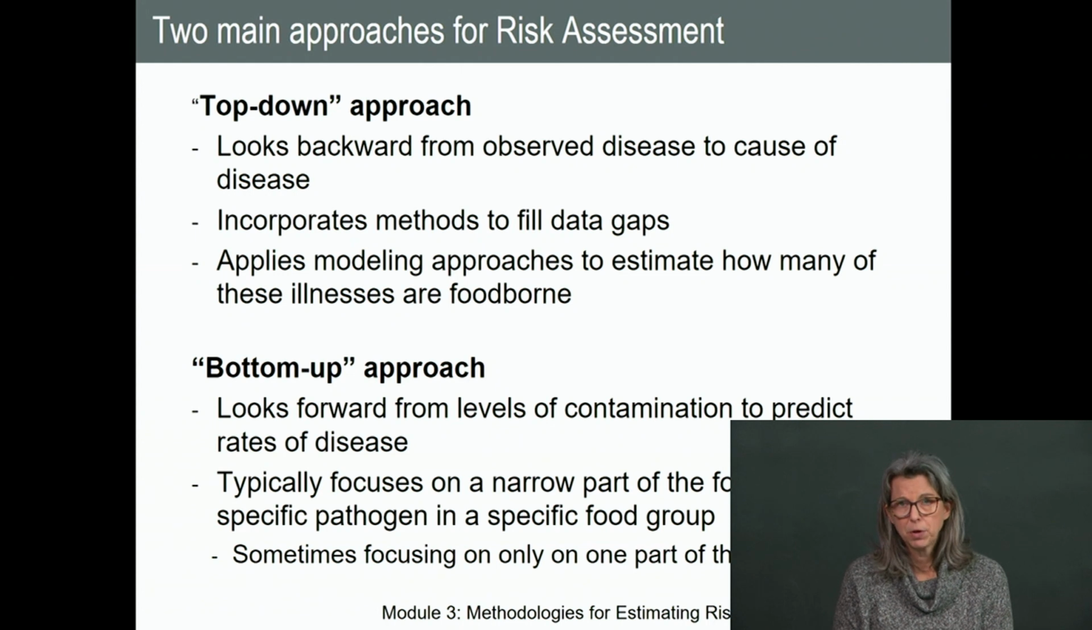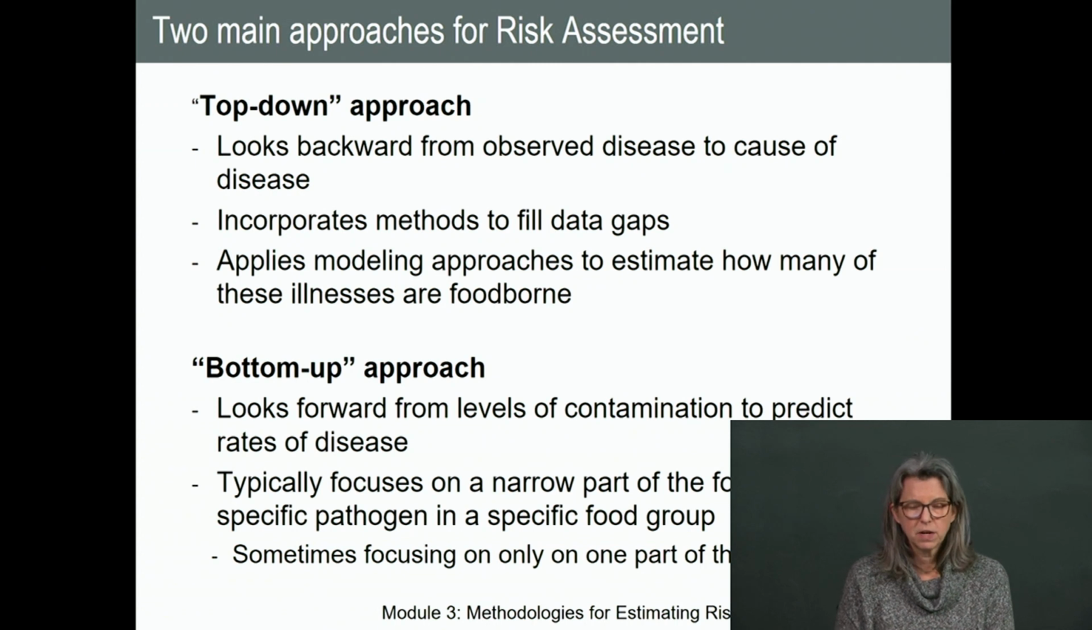So the top-down approach looks backward from observed disease. So this really looks at data that you have on people that are sick and goes back to predict and model what percent of those illnesses came from foodborne contaminants. So there are, of course, a lot of gaps in this data, and there are methods to fill the gaps, as I'll talk about.